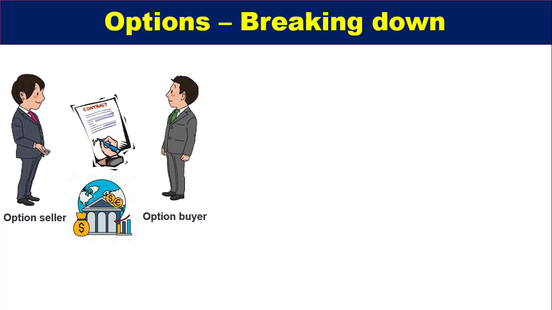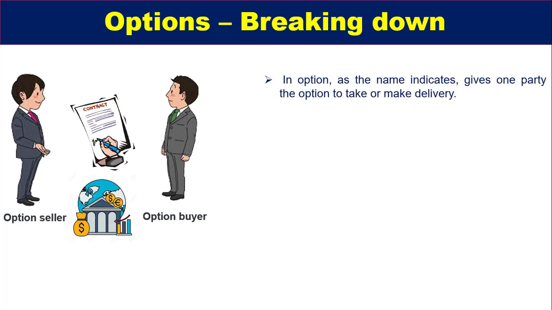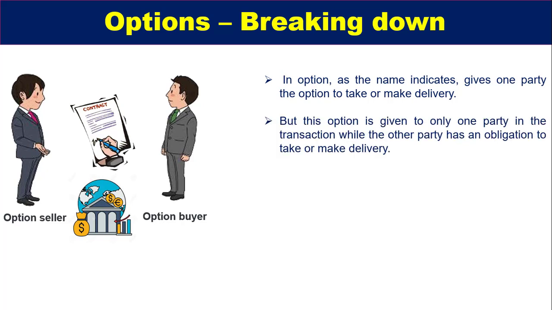Now we will be breaking down the options definition and discussing it in detail so that it will be clearer to you. In options, as the name suggests, it gives one party the option to take or make delivery. And the important part is that in options, only one party gets the option to take or make delivery. This option is given to only one party in the transaction, while the other party has an obligation to take or make delivery. For example, the option buyer, who purchases the option, has the right to exercise the option or not, and the second party, the option seller, has the obligation to sell the underlying asset compulsorily. Obligation means he has to sell.